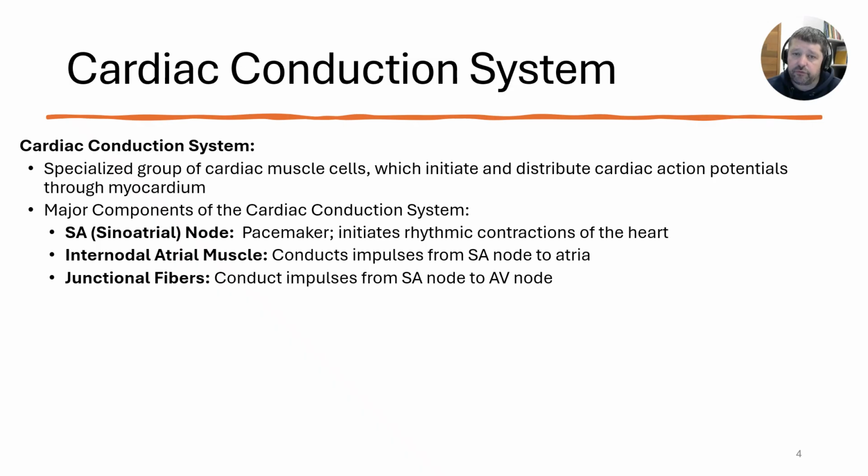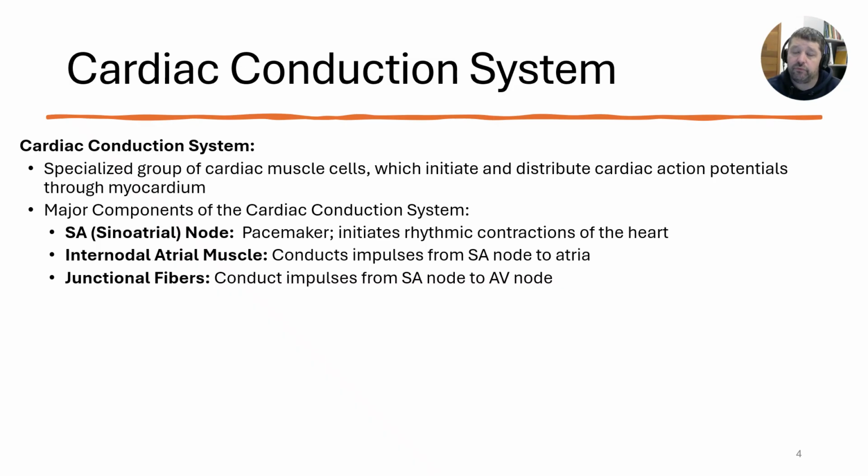Okay, now that electrical impulse sent by the SA node goes to the internodal atrial muscles, so it goes through the atrium, both right and left atria, and they are stimulated. Along with that, the impulse is picked up by junctional fibers, which send the impulse to the AV node. Okay, so the atria can fire, the top portion of the heart, both left and right, are contracting, but that electrical impulse, that action potential, doesn't move from the atria to the ventricles directly.